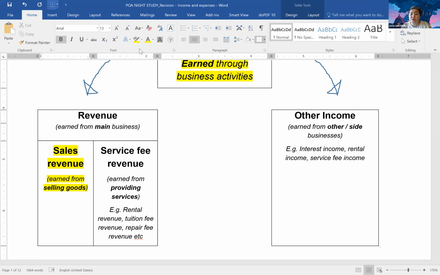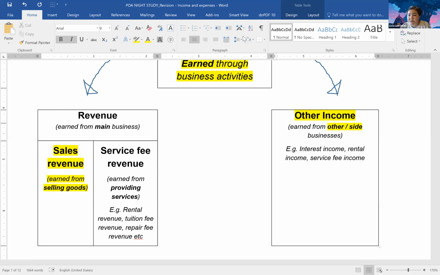also earn another income. Sometimes when they send the furniture to your house, they will help you to set up the furniture and charge you $30 installation fees. Now that $30 is known as other income. It's like a side business. It's not the main business. The main business of Courts is not to go to people's houses to set up the furniture. No, the main business of Courts is to sell the furniture. But they may earn some side income by helping you to set up the furniture.